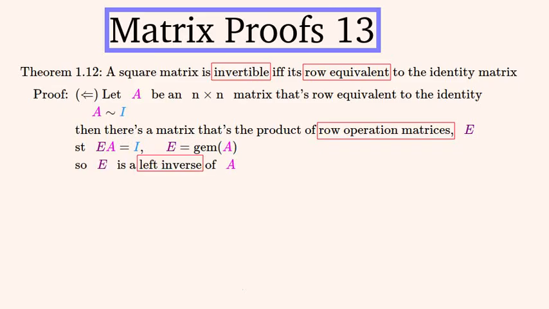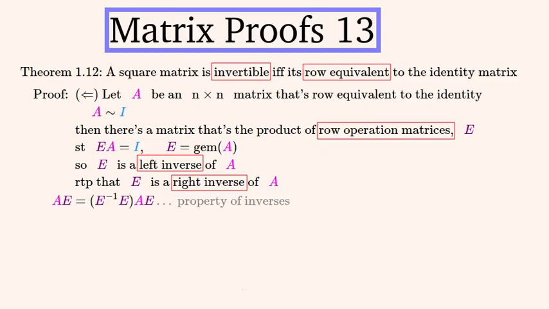So E is a left inverse of A because it multiplies on the left of A to give us the identity. Now we're required to show that E is a right inverse too, so as to show that E is an inverse of A, and therefore that A is invertible with inverse E. And that's enough to prove the first part of this theorem. So we'll do a bit of manipulation to show this.